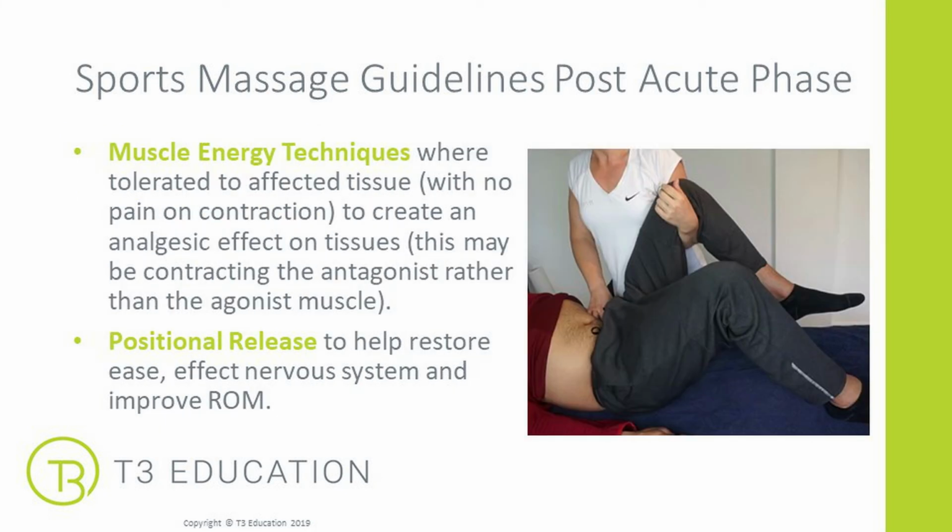In this phase, you can also use some muscle energy techniques where tolerated, where there is no pain on contraction, which can help reduce some of that tone around the area, especially if you're working on an area where there's been a bursitis caused by friction. Positional release during this time is a really gentle technique to help affect the nervous system to reduce, calm and restore ease, but also improve range of movement at that joint if that has been affected.